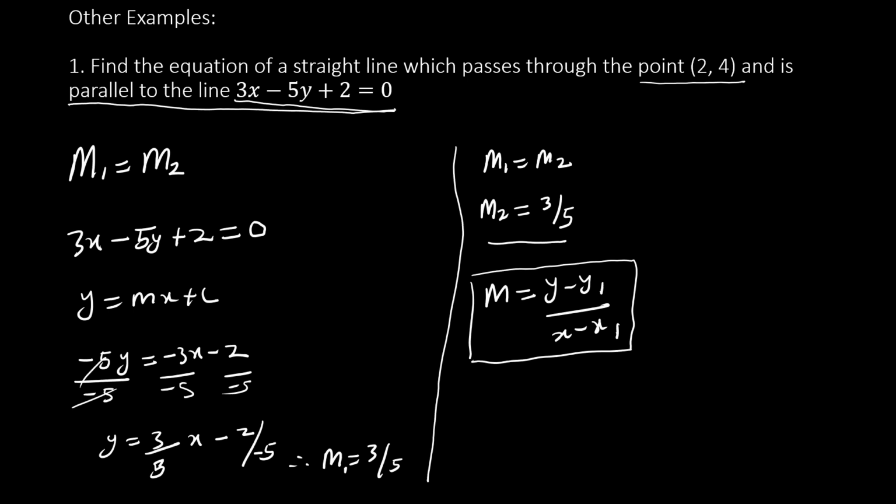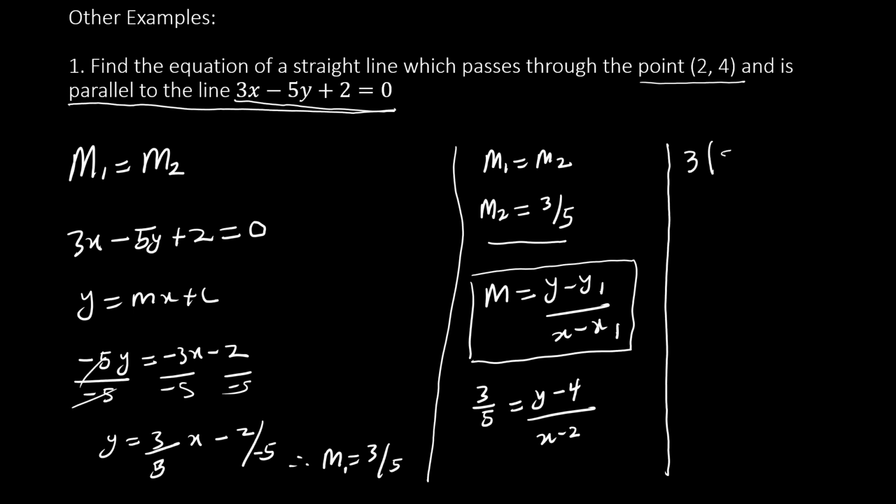We have 3 over 5 equal to y minus 4 all over x minus 2. Let's cross-multiply. Now I have 3 bracket x minus 2 equal to 5 bracket y minus 4. This is 3x minus 6 equal to 5y minus 20.